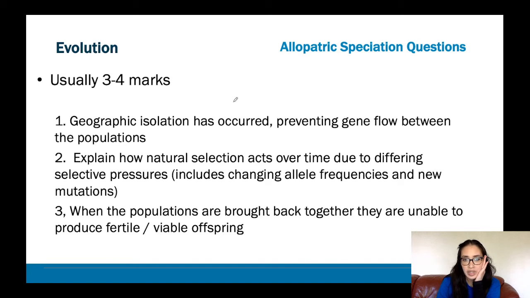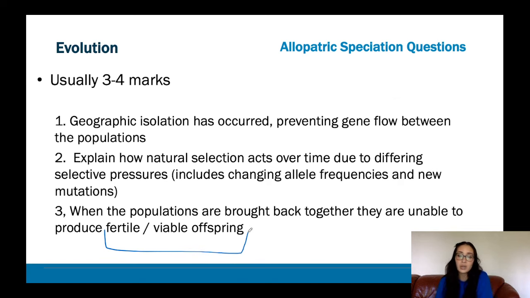Once again, allopatric speciation. This is separation of individuals based on geographical barriers. You've got a formula to answer this, which I've given you here. So first you want to say geographic isolation occurred, preventing gene flow. Over time, different selection pressures act on different environments, and so the species will become slightly different. When the populations are brought back together, they're no longer able to produce fertile, viable offspring. That's our definition of species. Individuals which can produce fertile, viable offspring are of the same species. And if they can't do so, they're no longer the same species. And so we've got things like Galapagos finches, which are an example of that.